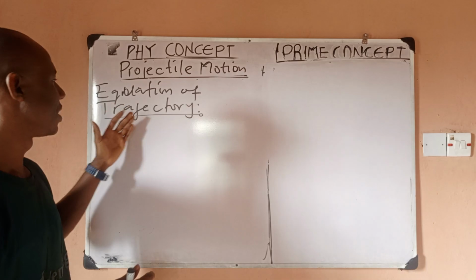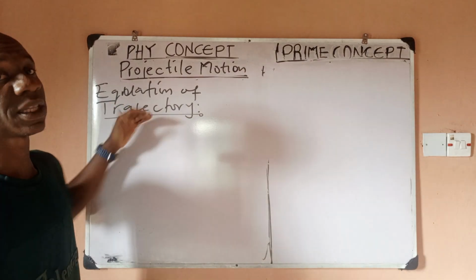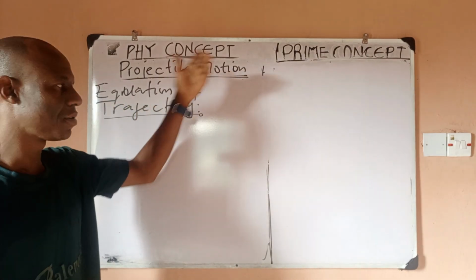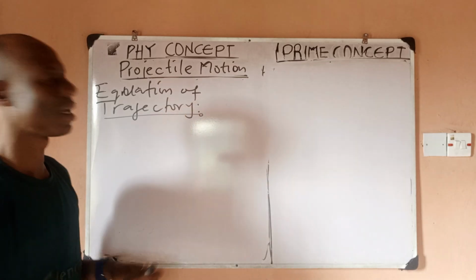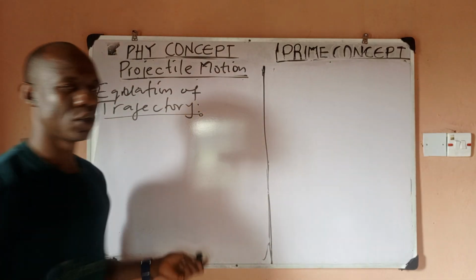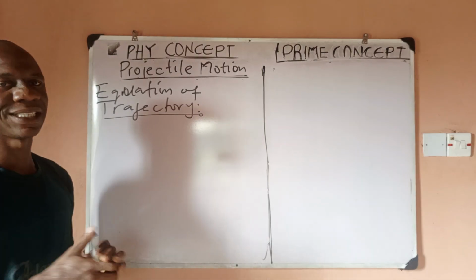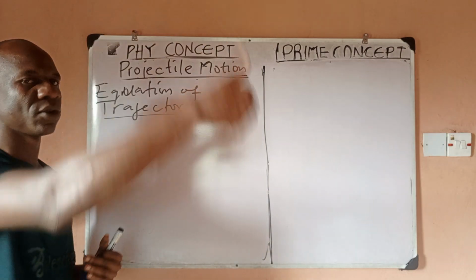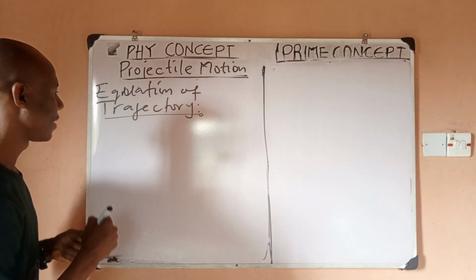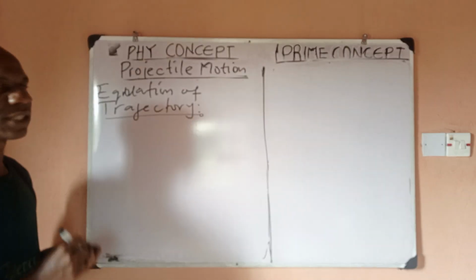So it means there will be need for us to establish the equation of the trajectory so that we can see if the trajectory is actually a parabola or not. That is what we call the equation of trajectory. It's an equation that describes the path followed by a projectile, right? So that is the equation of trajectory.